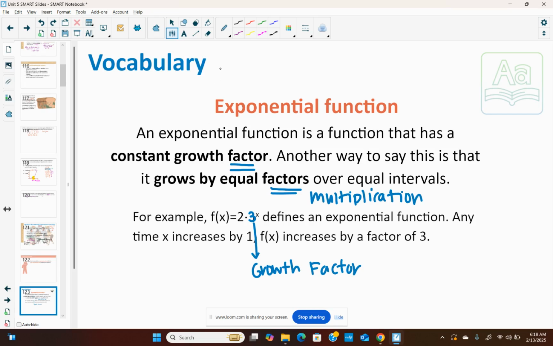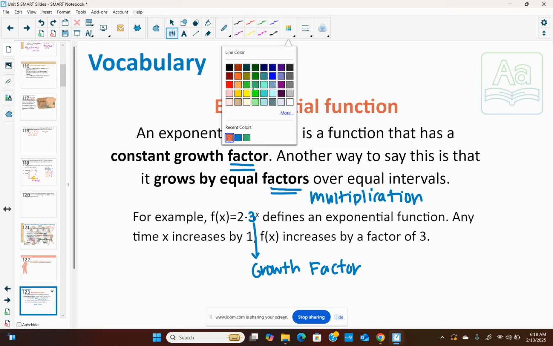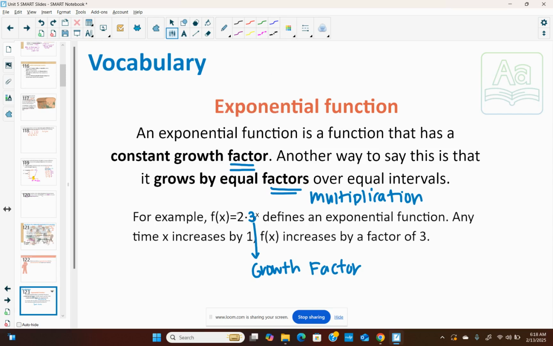And then that number out front is your initial value. Okay, so if there's a number here, it could be a 1, in which case it might not be written, but that's your initial value, or the starting size of whatever function you're looking at.